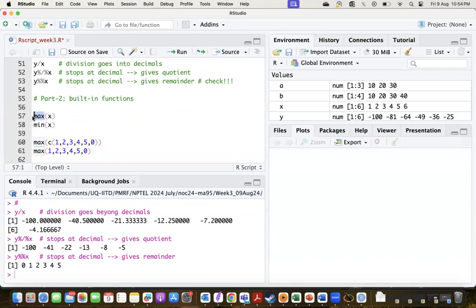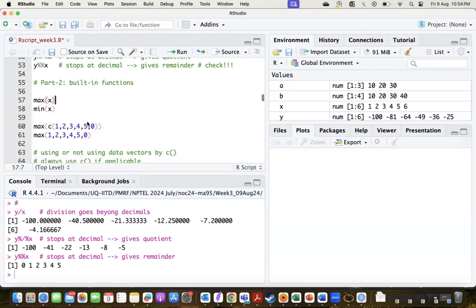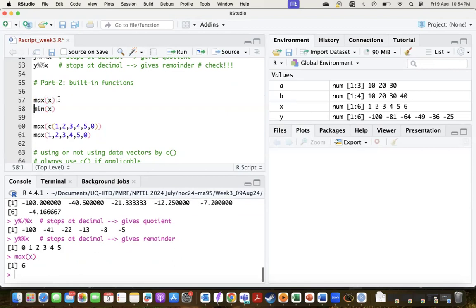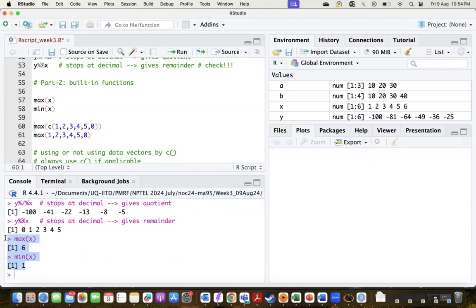For example, if you want to find the maximum or the minimum from a given set of numbers, you just write max, and within the brackets you write your vector. This is important: within the bracket, you're writing the vector, not just numbers separated by commas. If I have x here, max of x, I should get 6, and minimum of x, I should get 1. So this is behaving as expected.